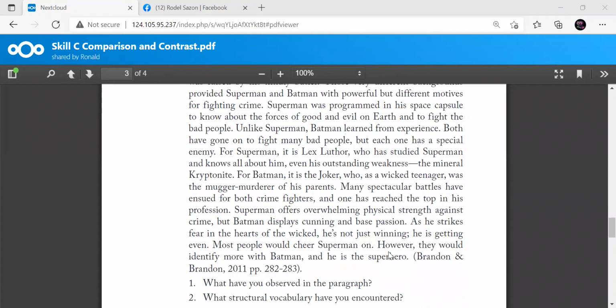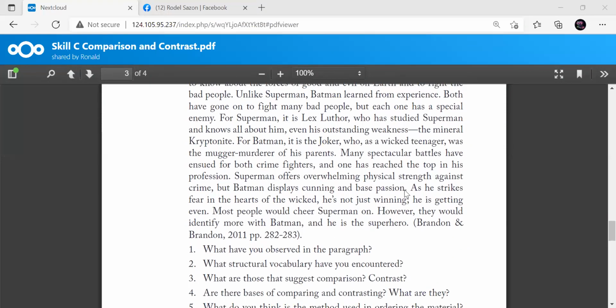Many spectacular battles have ensued for both crime fighters, and one has reached the top in his profession. Superman offers overwhelming physical strength against crime, but Batman displays cunning and base passion as he strikes fear in the hearts of the weak. He's not just winning; he's getting even. Most people would cheer Superman on. However, they would identify more with Batman, and he is the superhero.